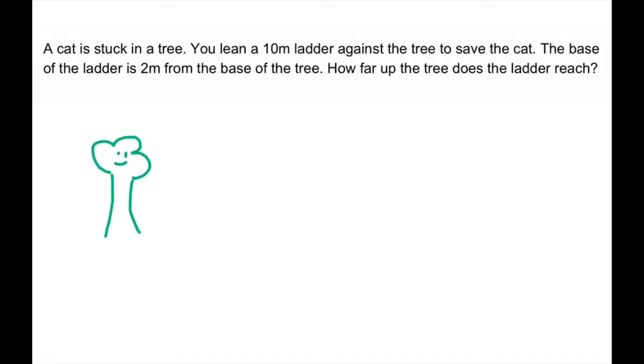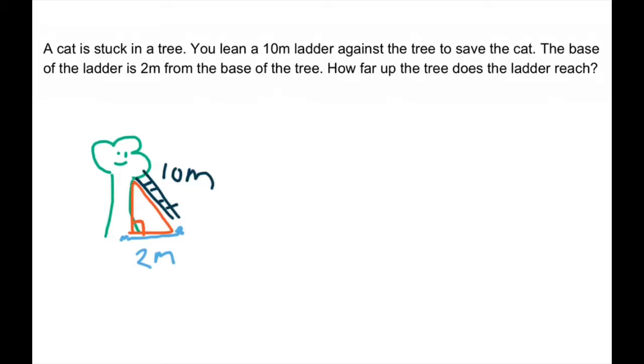And it says that you lean a ladder against the tree to save the cat. So there's really only one way to draw a ladder that's leaned up against the tree, and it's like this. And it's telling you that that ladder is 10 meters. It's also telling you that the base of the ladder, so the bottom of the ladder, is 2 meters from the base of the tree. If you notice, like all questions, it will form a right-angled triangle. So this is our right-angled triangle. So here, here, and here.